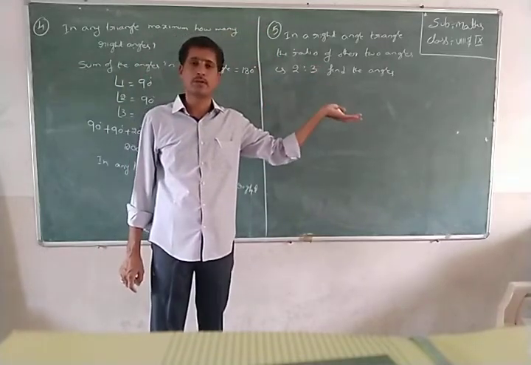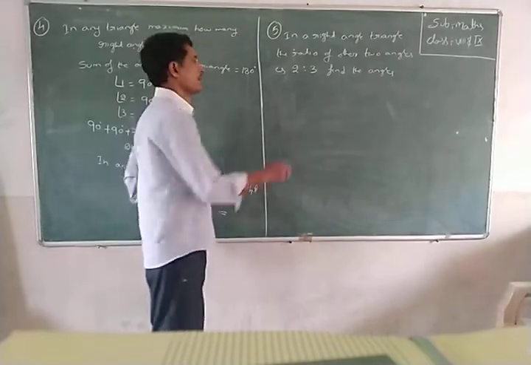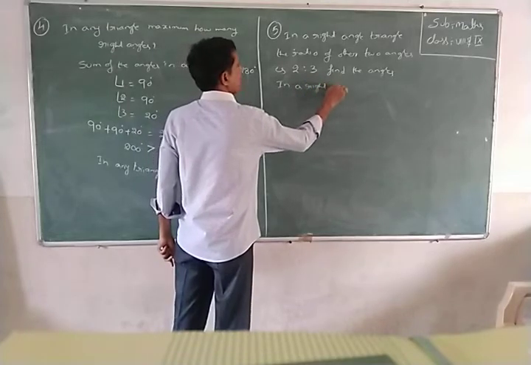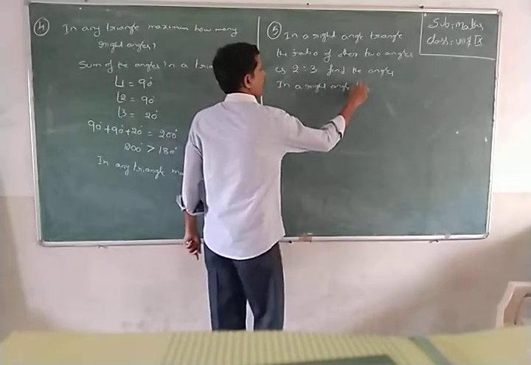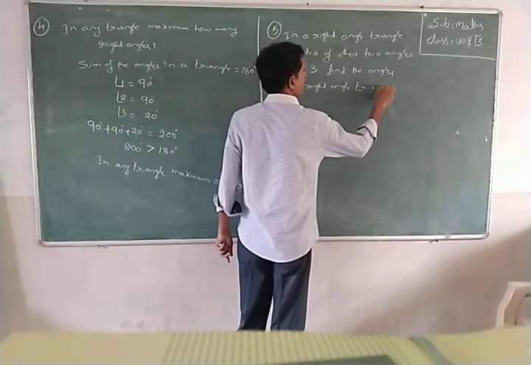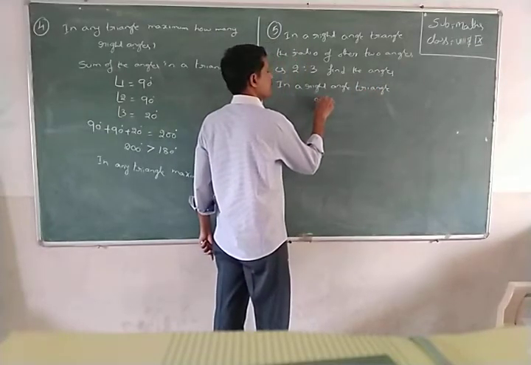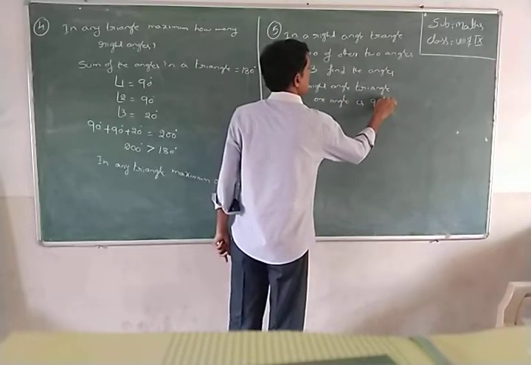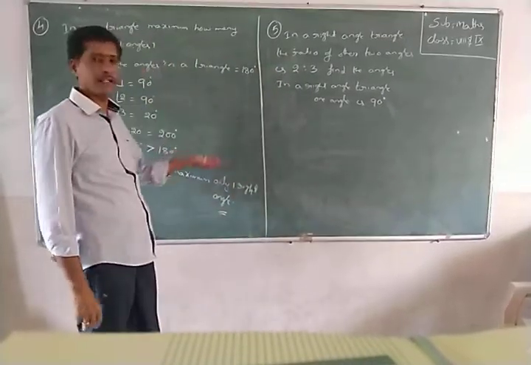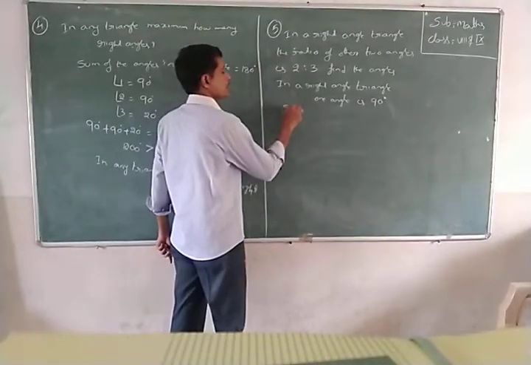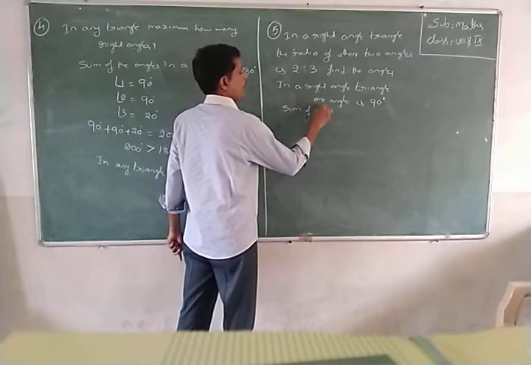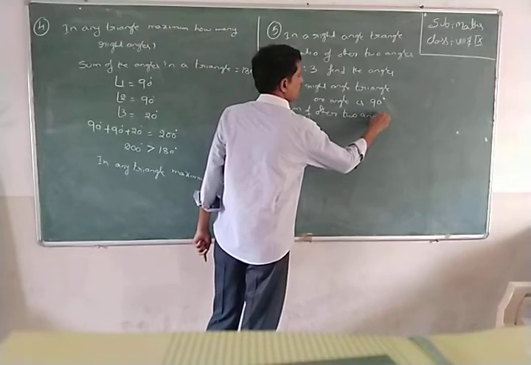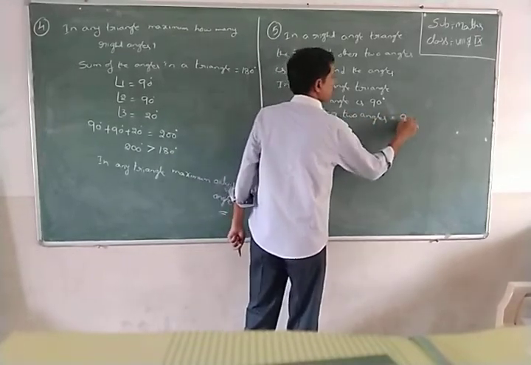The remaining two angles, how much is their sum? The sum of the remaining two angles is 90 degrees. In a right angle triangle, one angle is 90 degrees, and the sum of the other two angles is also 90 degrees.